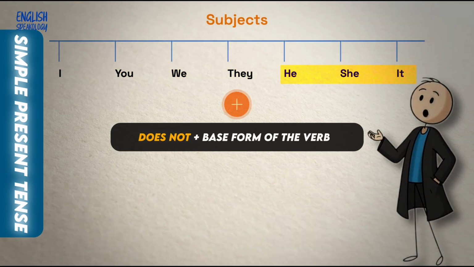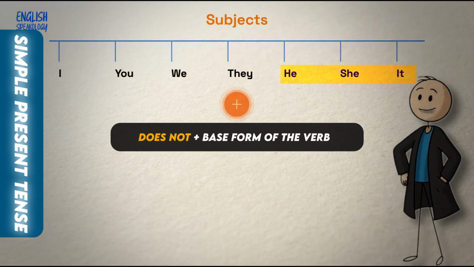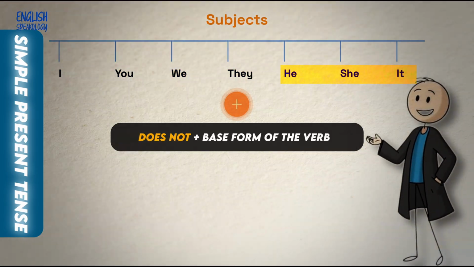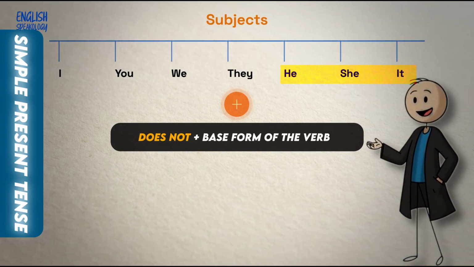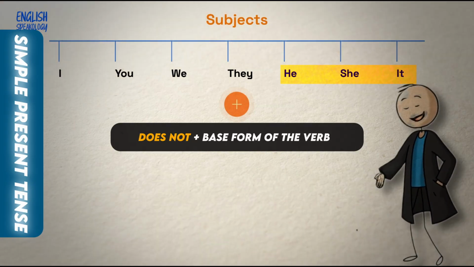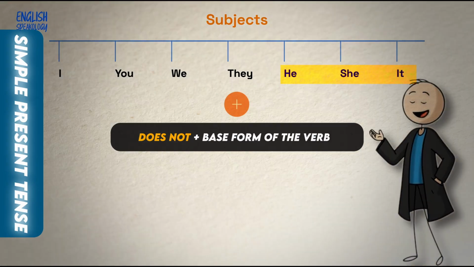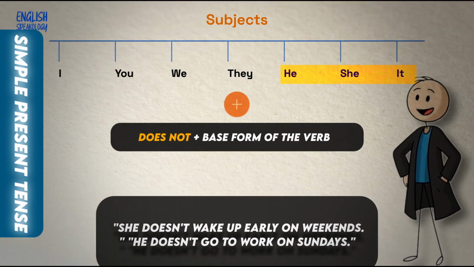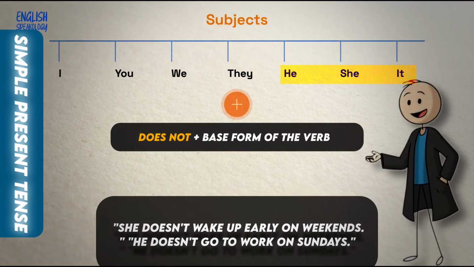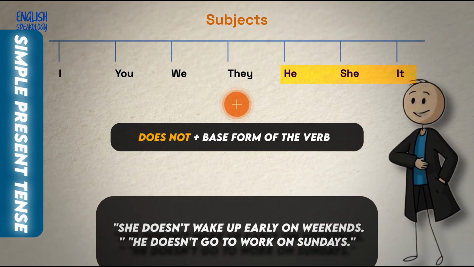But when the subject is he, she, or it, you use does not or the shorter form doesn't, and importantly, the verb goes back to its base form without the S. For example, she doesn't wake up early on weekends. He doesn't go to work on Sundays.